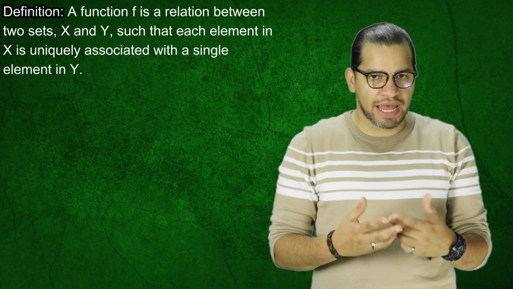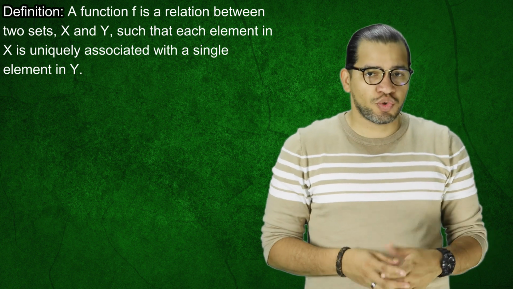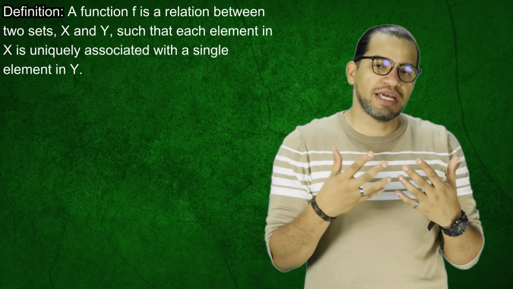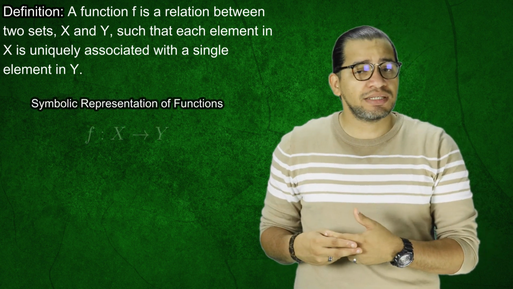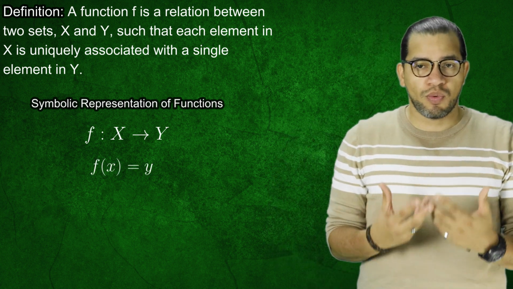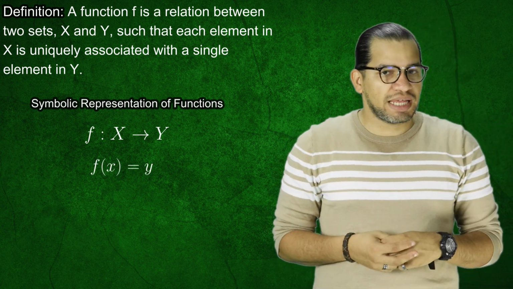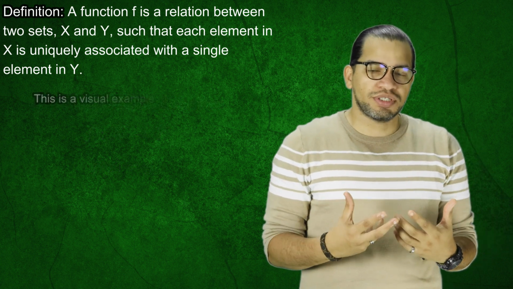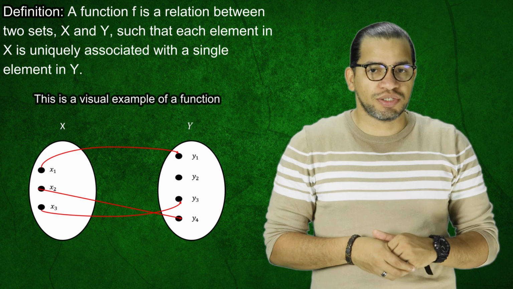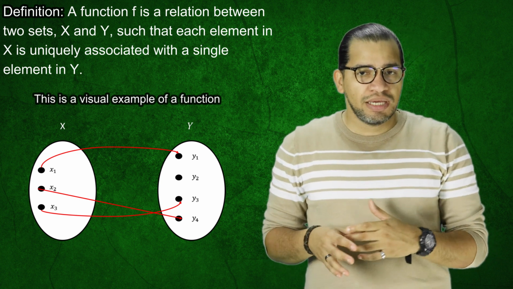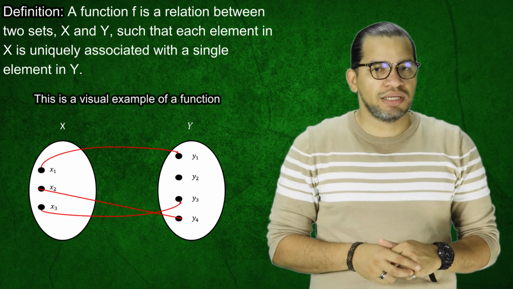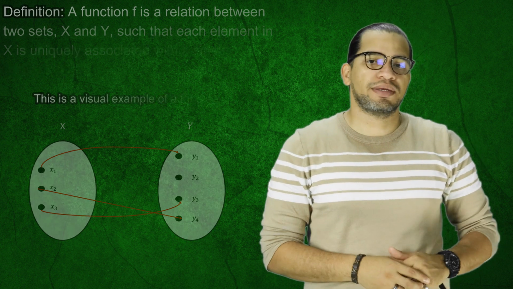A function f is a relation between two sets X and Y, for which for each element x in X, there's an element y in Y, such that f of x is equal to y. In other words, if f is a function between two sets X and Y, then each element in X is uniquely associated to an element in Y. Let us consider the following example.